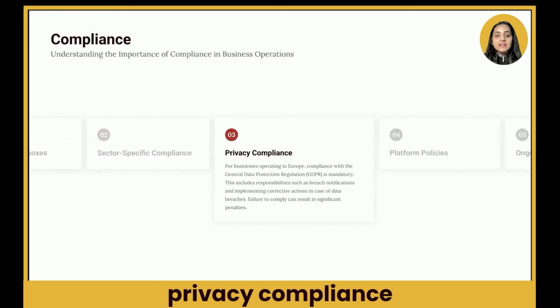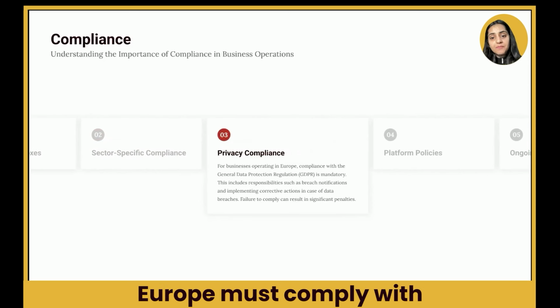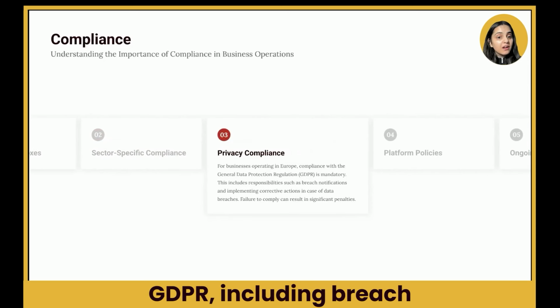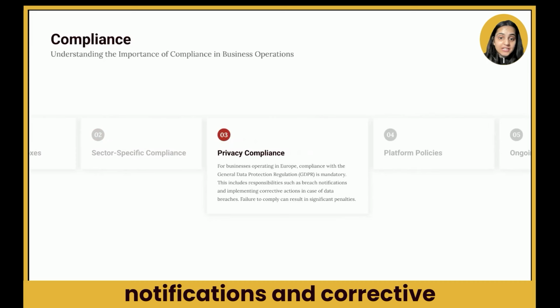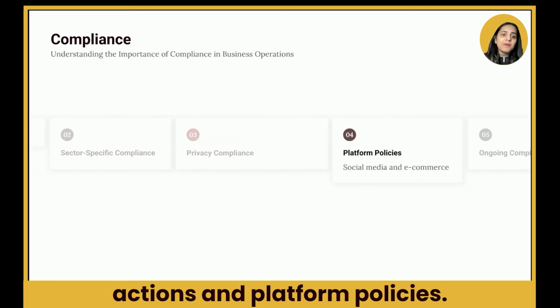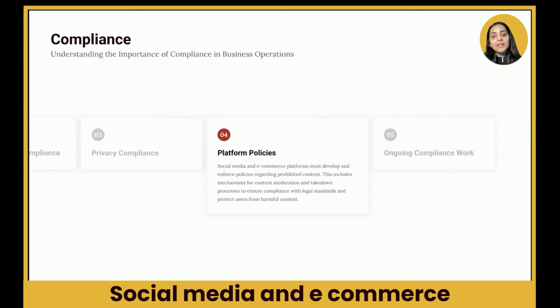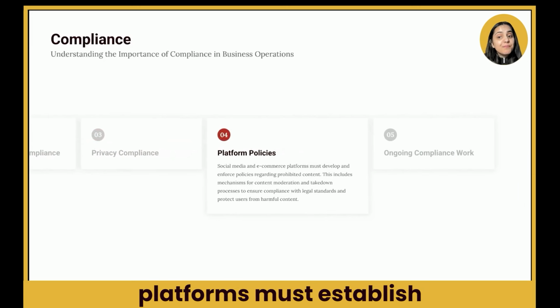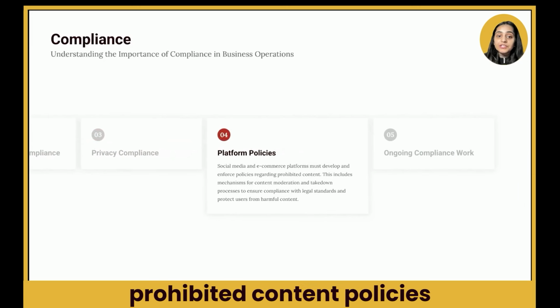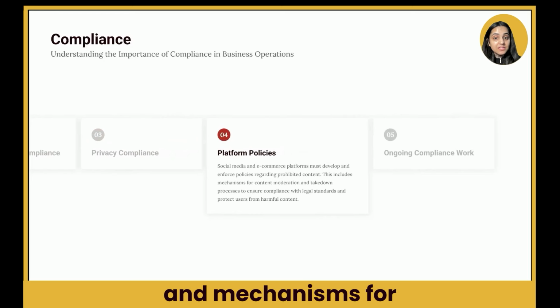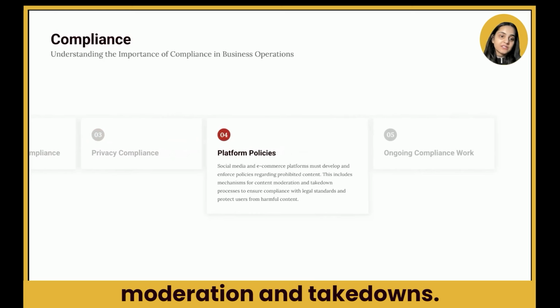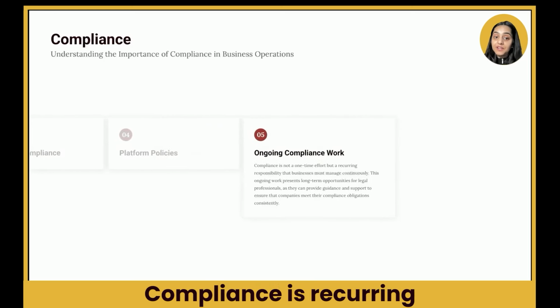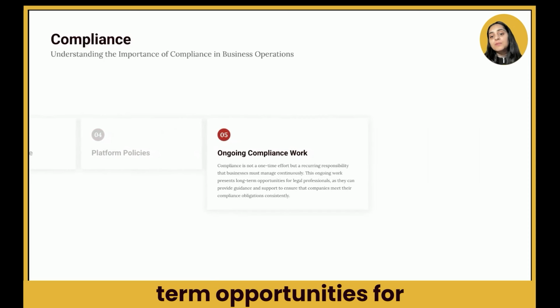Privacy compliance. Businesses operating in Europe must comply with GDPR, including breach notifications and corrective actions, and platform policies. Social media and e-commerce platforms must establish prohibited content policies and mechanisms for moderation and takedowns. Compliance is recurring work, providing long term opportunities for legal professionals.